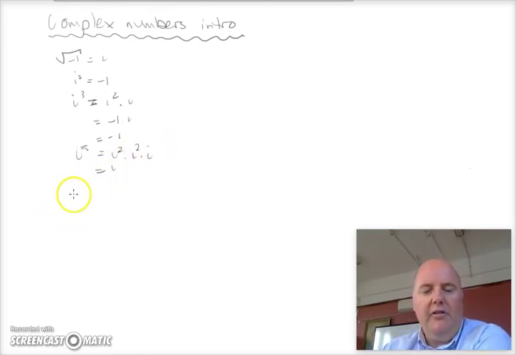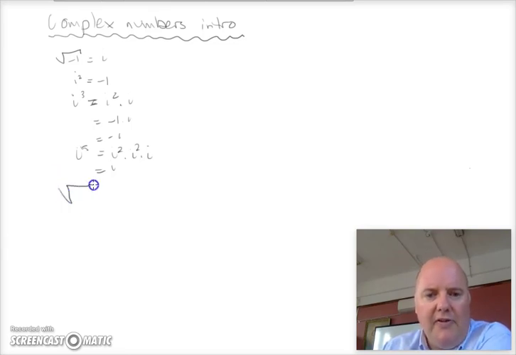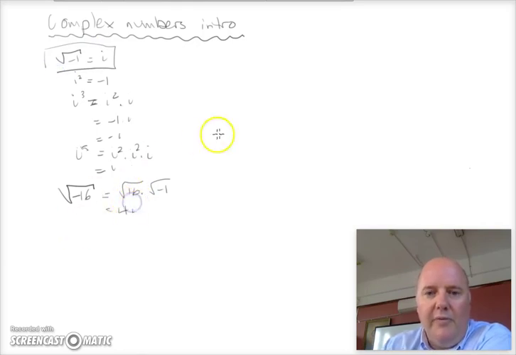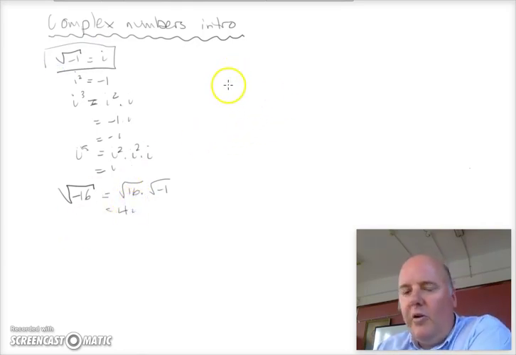Let's have a look at rewriting some numbers using complex numbers. So for example, if you had the square root of minus 16, it looks a little bit odd, and as you know in the real number system, you don't have a solution to this, but we can split this up into root 16 times minus 1. Now root 16 you know is 4, and the square root of minus 1 by definition is i, so we can write that as 4i. Now what that allows us to do is solve equations like this.